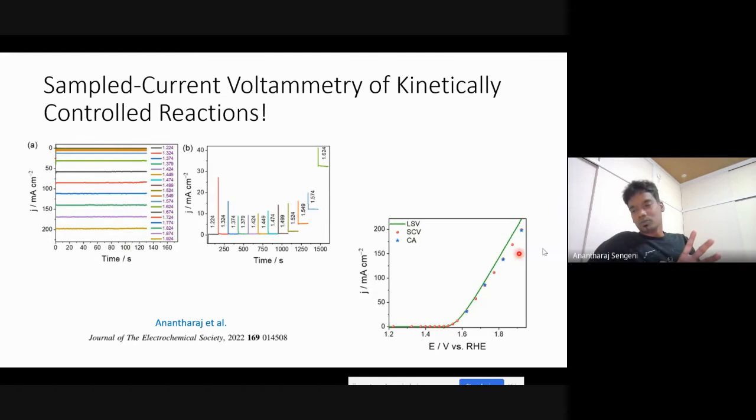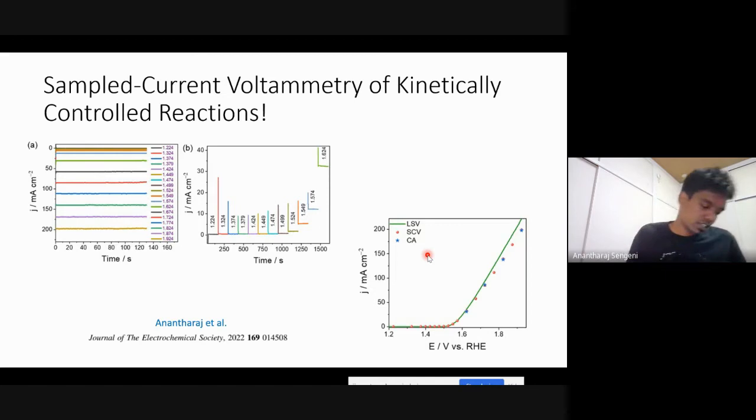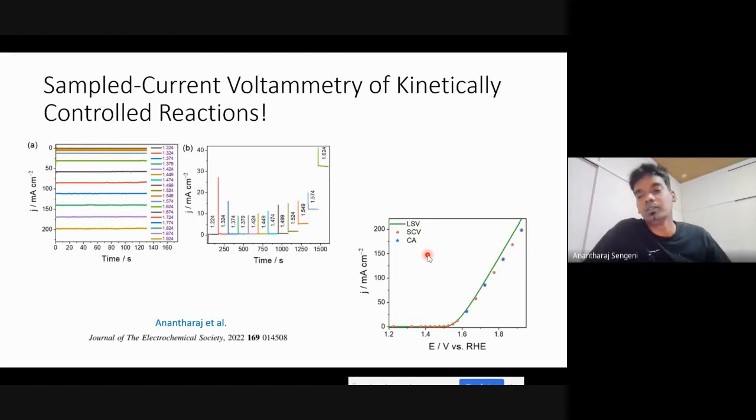Okay, so you can see both SCV and chronoamperometry are aligning well in line, but LSV is higher than both SCV and CA. So that is why I always say SCV is better than LSV or CV in accurately assessing the electrocatalytic activity.